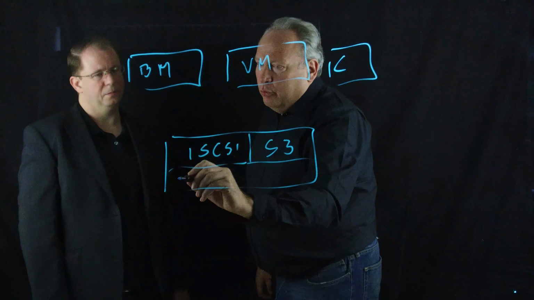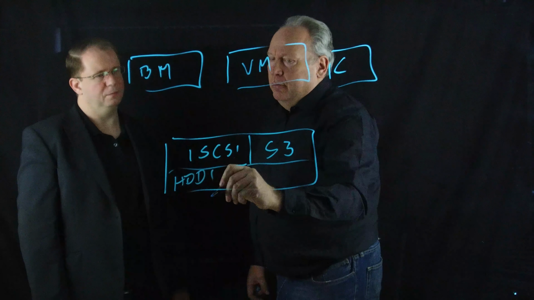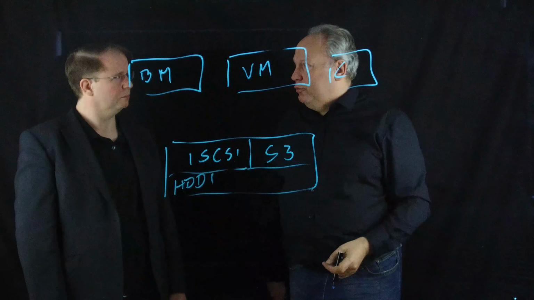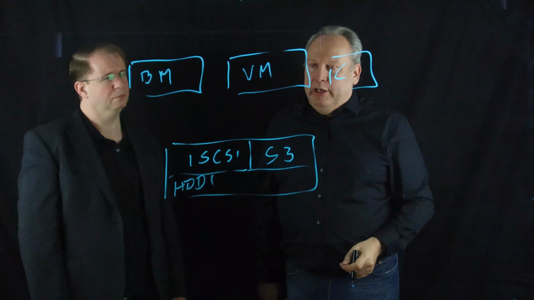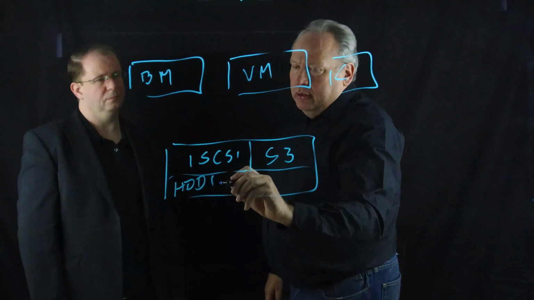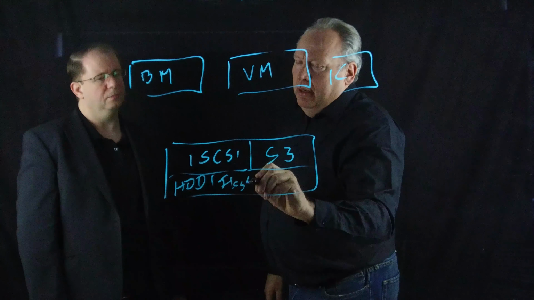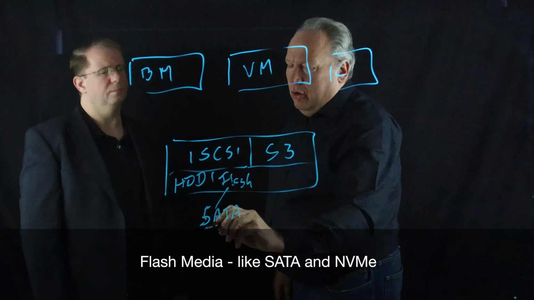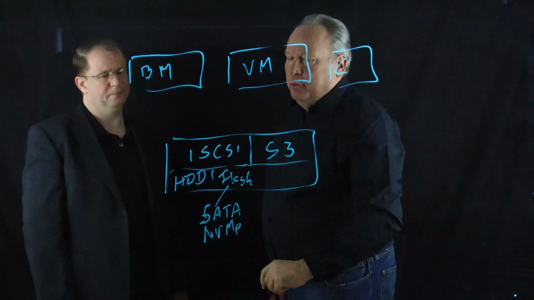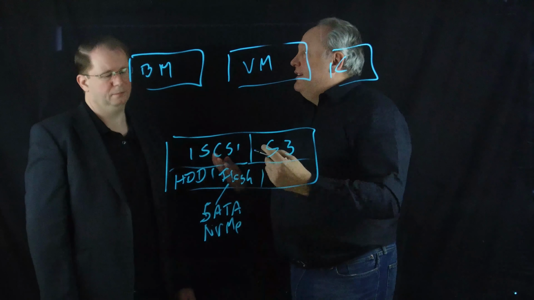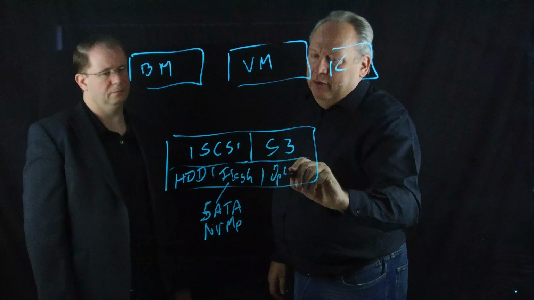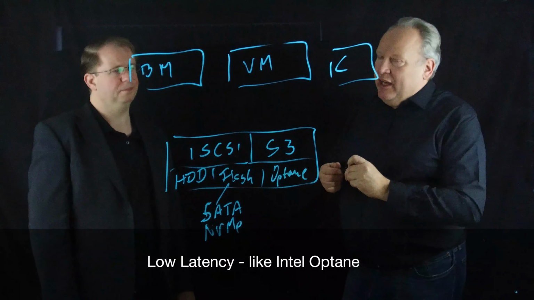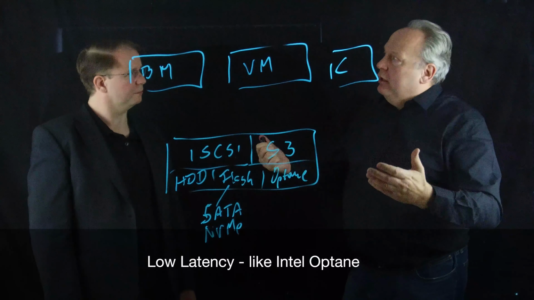For example, let's start with the normal spinning devices because that's always the starting point. Very good price point compared to capacity. Then we have, of course, flash media. Flash can be normal SATA, for example, or NVMe, which is supported. And then we have the low latency part, which is Optane, for example, Intel Optane or Samsung CSSD, which can be set up in a node base.